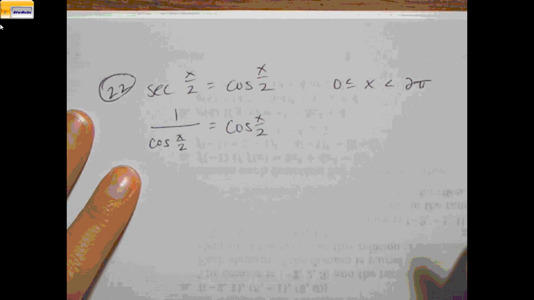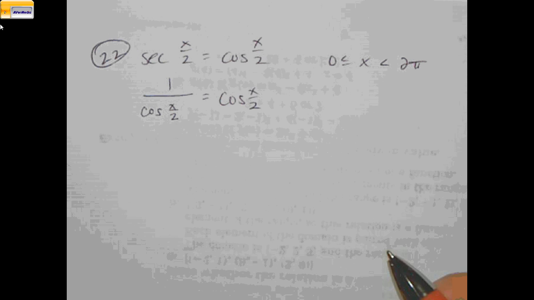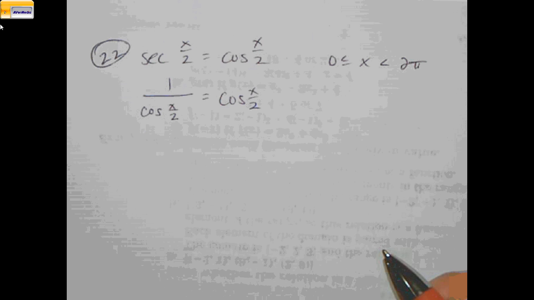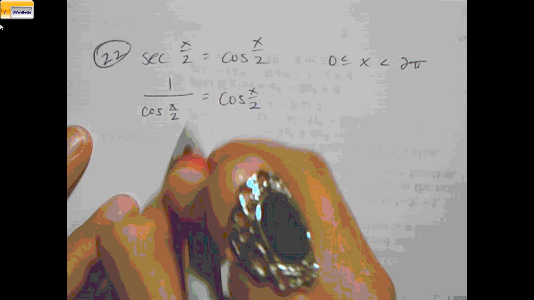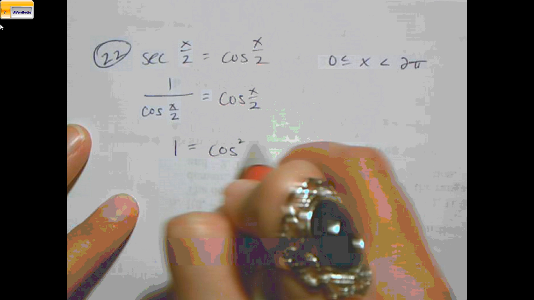That's where it is. Well, let me ask you this. What would you do to get x by itself? Multiply both sides by x, right? So how do I get that angle by itself? Multiply both sides by cosine of x over 2. So 1 equals cosine squared of x over 2.